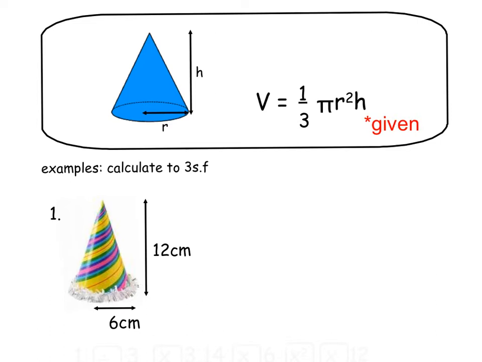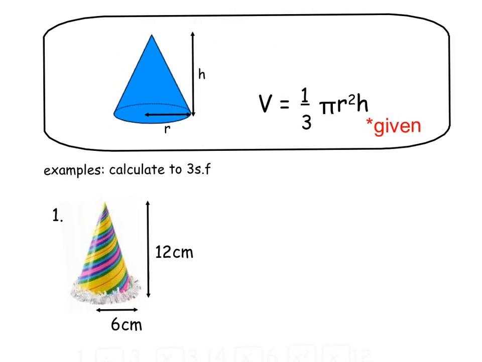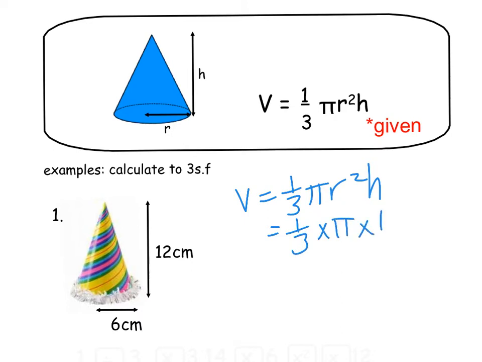Now this one I've asked to do just 2 to 3 significant figures at the end as well. So I'm going to start with the formula. V equals 1/3 pi r squared h. So that is 1/3 of pi. The radius of the little hat here is 6 squared and the height is 12. And then you literally just go straight to calculate and type that in.